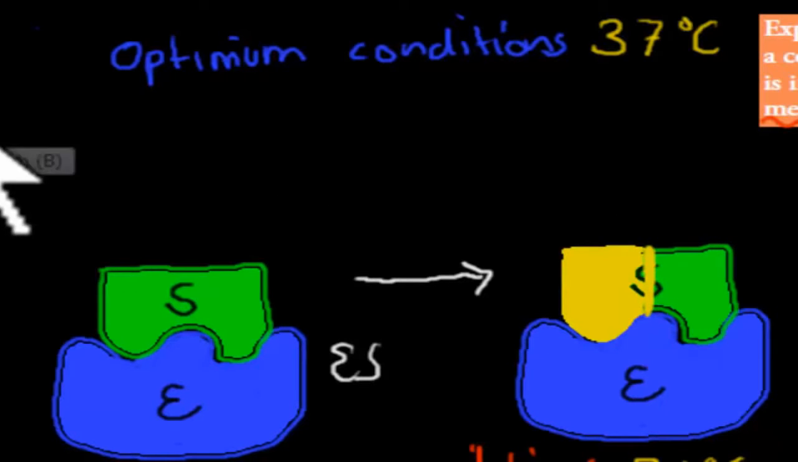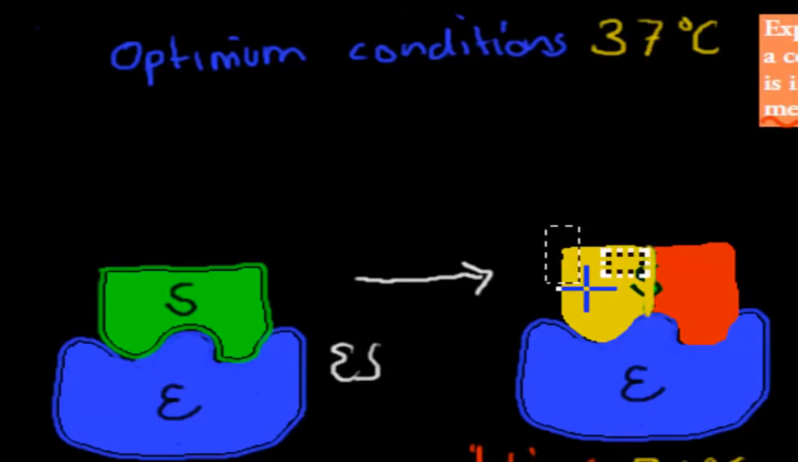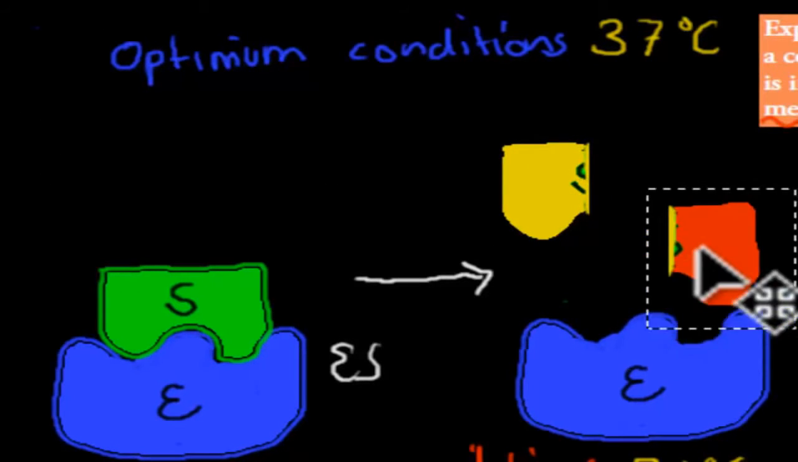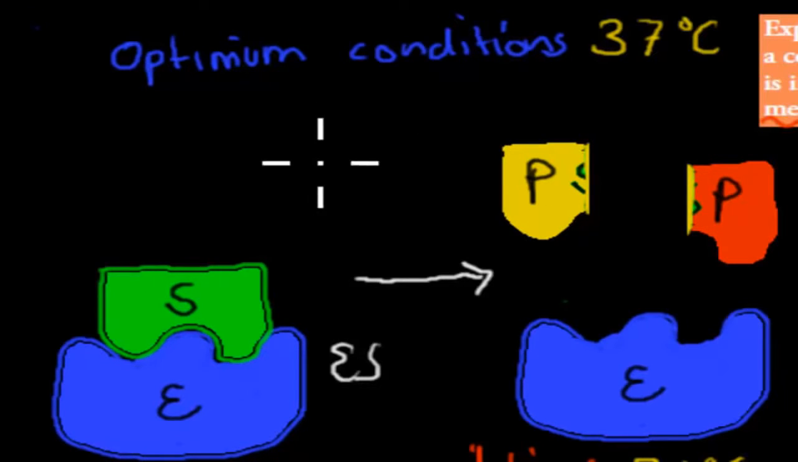It will break down into two products. And once it does that, they're going to be removed again. And this happens quite fast because this is optimum conditions, so everything happens quite fast. So we go from our substrates into two new products, and this happens at a fast rate.